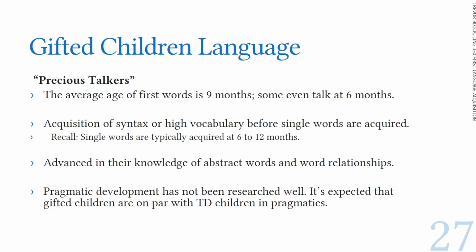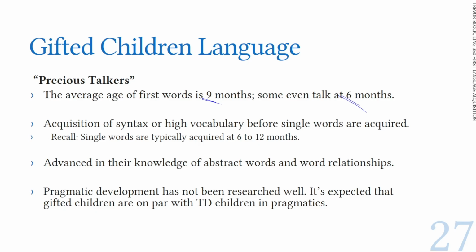Gifted children have been called precocious talkers, where the average age of first words is 9 months, and some even talk at 6 months. Of course, this could be exaggerated by parents. You might say, my child is talking at 9 months, therefore they're gifted, and they just get labeled as one, but they don't track them far enough in life to see if they're actually following a pattern. Okay? And because the average age of first words is so low, you get very fast acquisition of syntax and a big vocabulary at an early age.